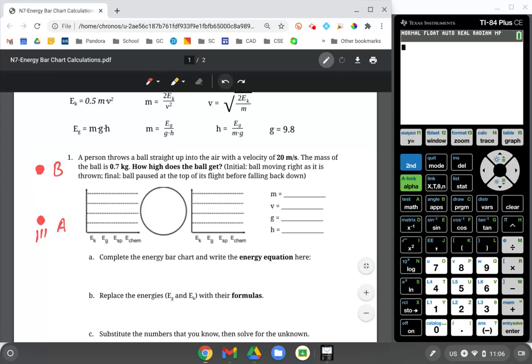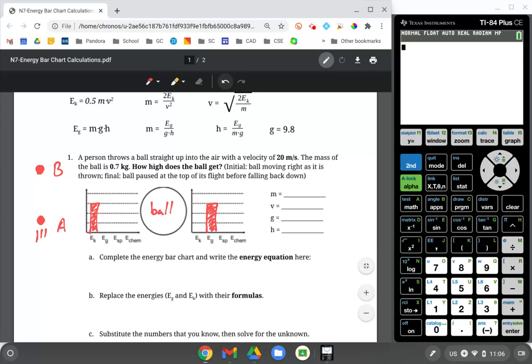So if we're looking at these two pictures and we're trying to make an energy bar chart, the first thing that we'll do is write down the name of the system in the circle, which is the ball. And then we'll look at what kind of energy the ball has at the beginning. Since the ball is moving at the beginning, we can say that it has kinetic energy. And since the ball is not moving but higher up in the air, we can say that it has gravitational energy at the end. And notice that the total amount of EK that the ball starts with is equal to the total amount of EG that the ball ends with. And so the total energy that the ball has is conserved.